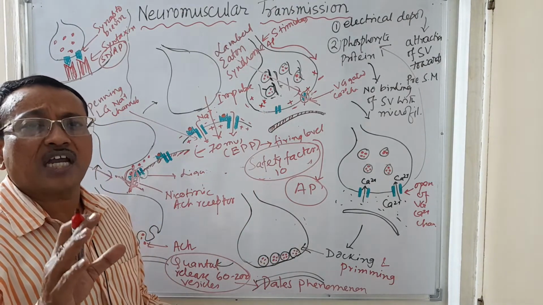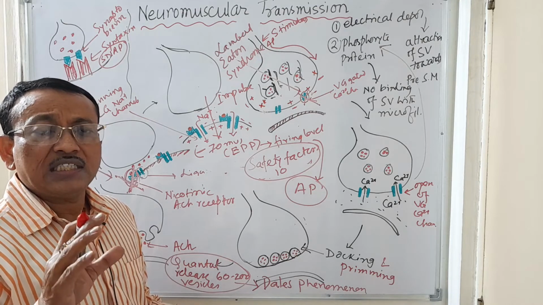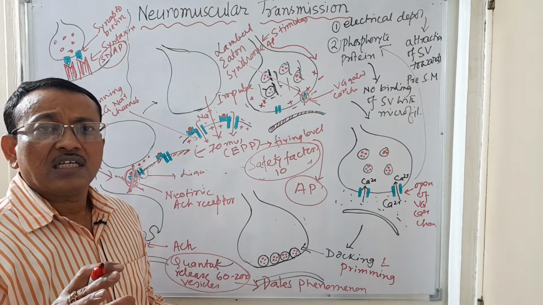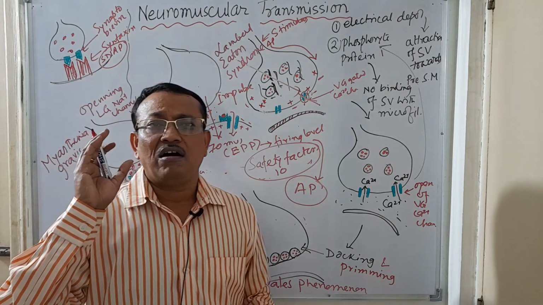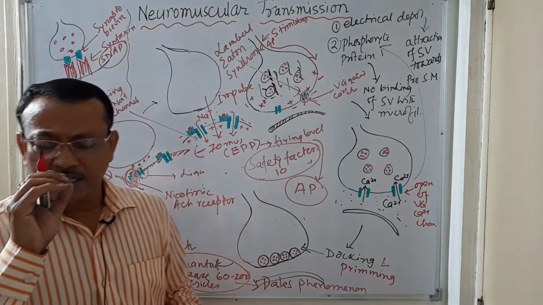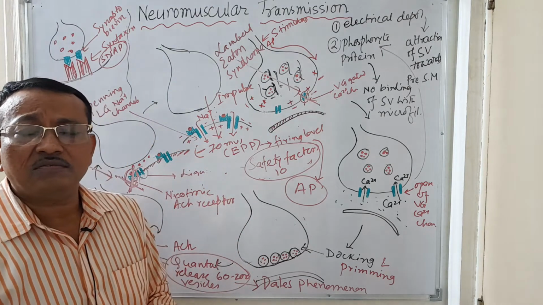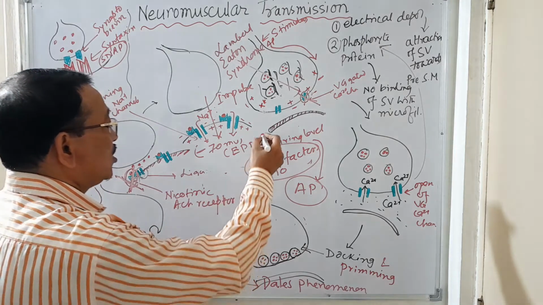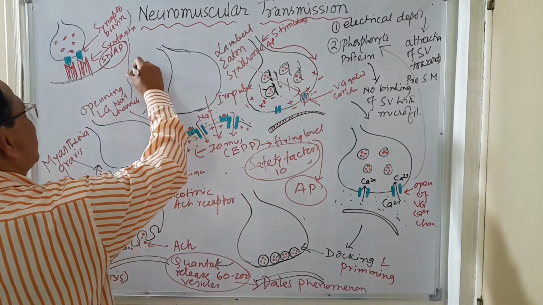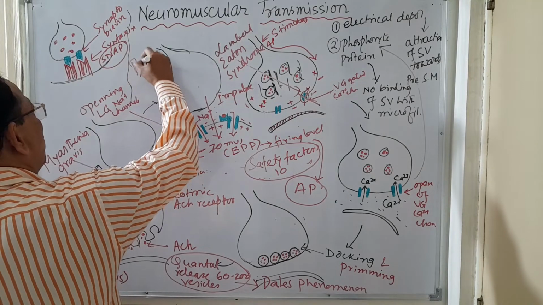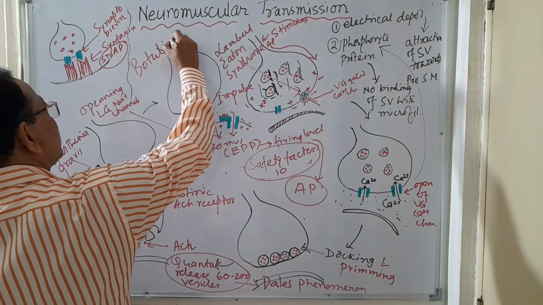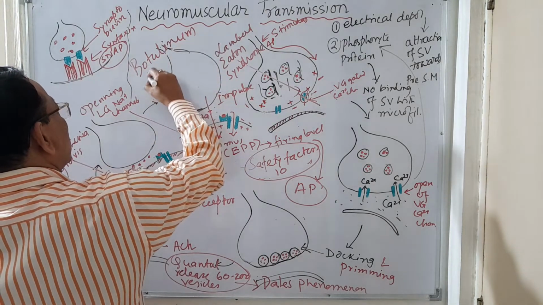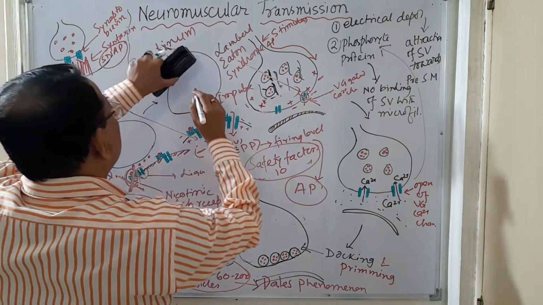Examples of the pre-synaptic blocker are botulinum toxin and hemicholinium. Botulinum toxin. So there is a drug known as botulinum toxin.